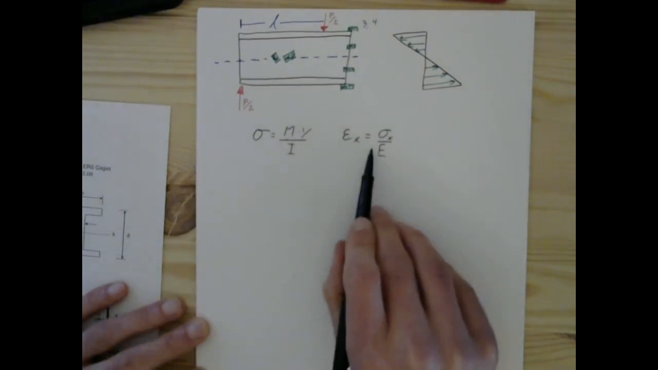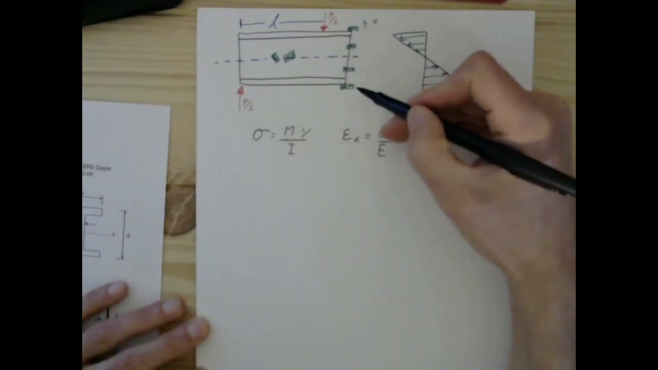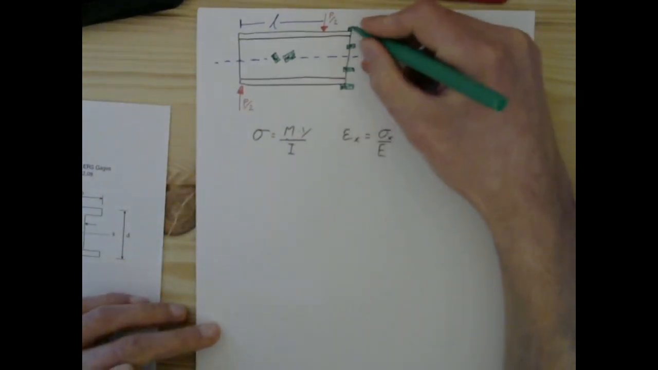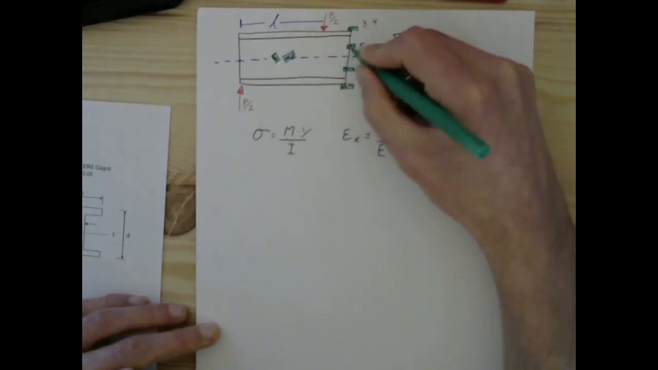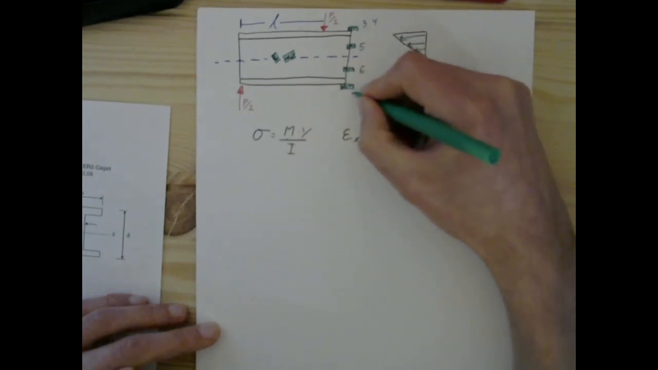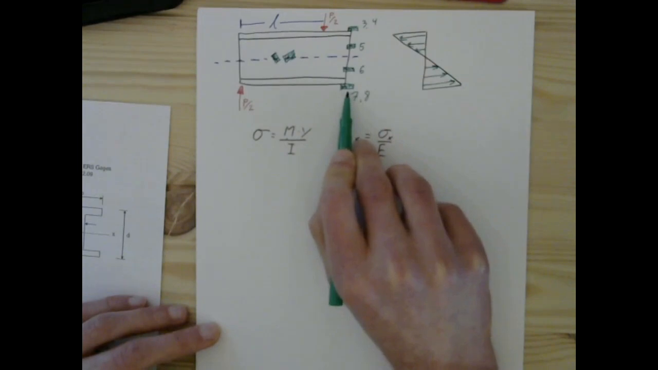to determine this strain. Now, the experimental strain we will gather directly from here, and that will be from strain gauges 3 and 4, representing this top flange right here, 5 representing this strain, 6 this strain gauge, and then there will be 2, 7, and 8 on the bottom flange.